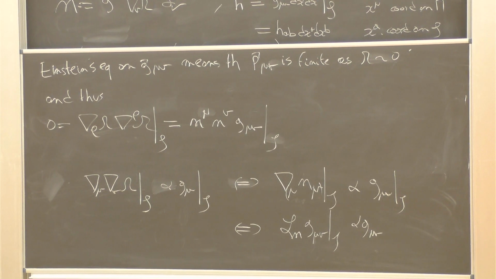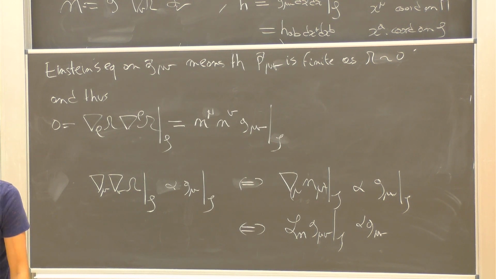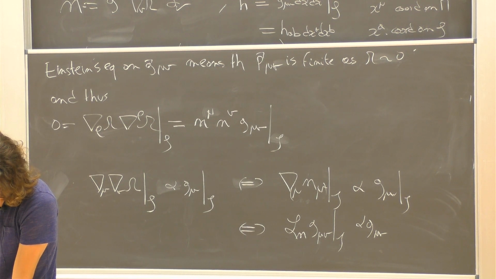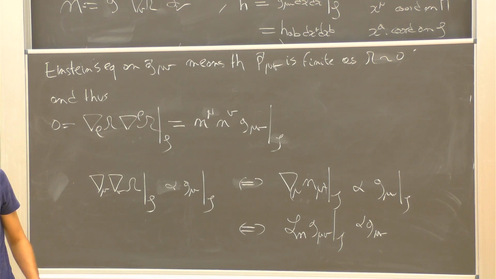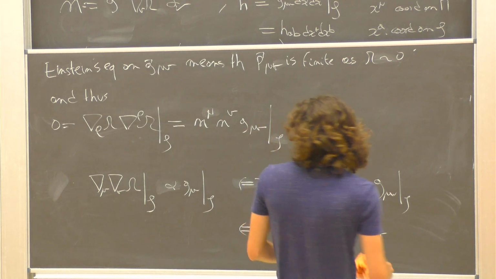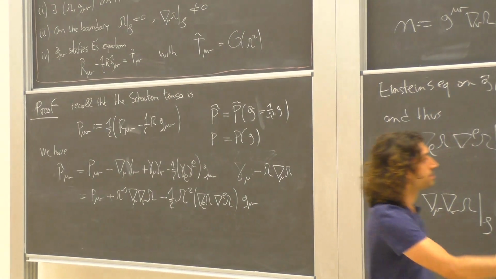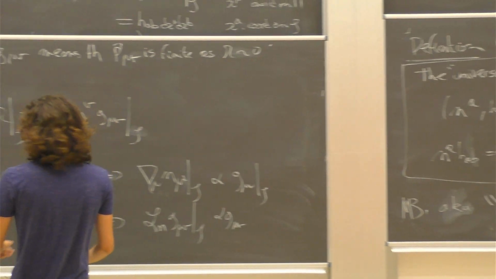Is there any question about the proof? It's a nice exercise. Good. So now we saw that this definition implies the existence of this structure at scri. We're going to derive a bunch of properties which are associated with this object.